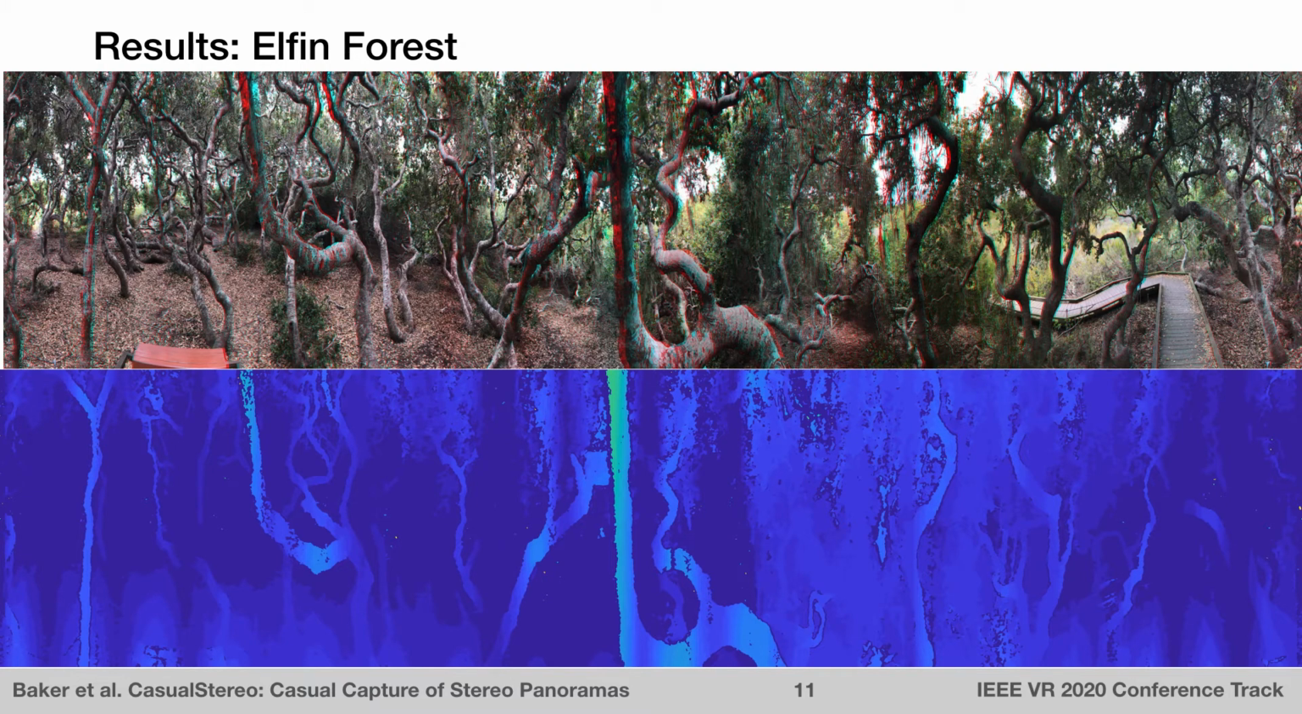Here's an example with the elfin forest sequence. So on the top, you can see the red-blue anaglyph with a nicely stitched panorama. And on the bottom, you see a depth map that we've estimated using standard block matching stereo. And so you can see the tree branches are nicely estimated. You can see a lot of the depth of the near and far structures here.